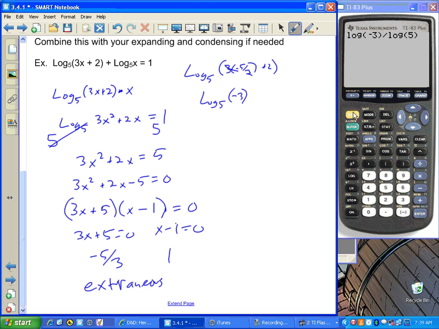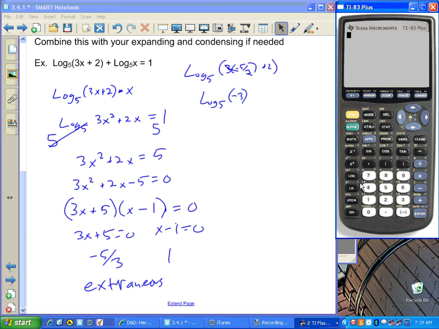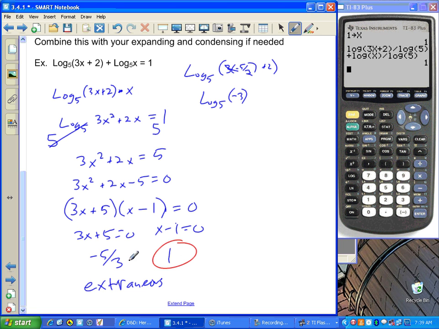All right, let's check 1. So let's store x as 1. And I'll just bring up what I typed in a couple times ago. Okay, so here's my function again. And there I'm getting 1 out. So that means this is the true solution. This is extraneous.